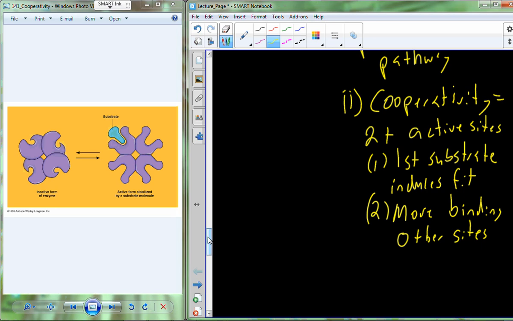So, before the first substrate binds to the active site, the other active sites aren't active sites until it binds. They are inactive active sites. They're just closed down. It would be kind of like if I'm going to catch a ball, if I have a ball that lands in this hand, it opens up this hand so I can catch more balls. So it's that induced fit where that substrate induces the final form, and the final form is to open up all the rest of the active sites on the enzyme.